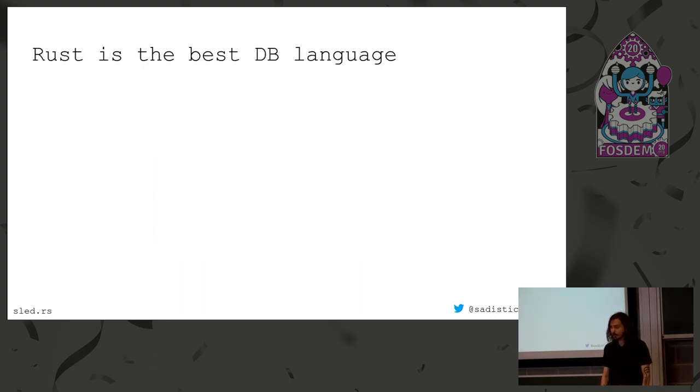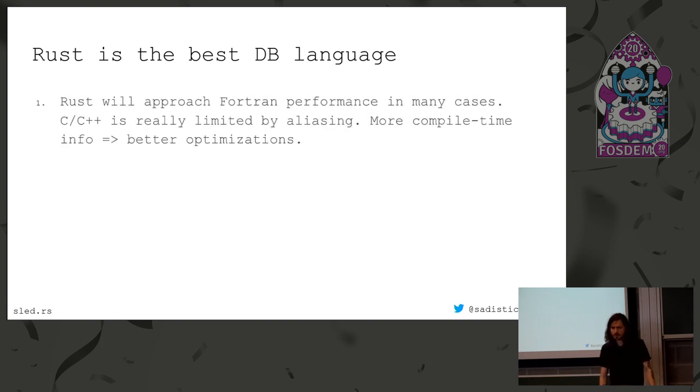I think that Rust is the best language for building databases for a number of reasons. One that often gets overlooked, since everyone always talks about safety, is that Rust has a lot more information at compile time than C and C++ around aliasing information. This will allow Rust to approach Fortran performance over time as we unlock more and more LLVM features around this.